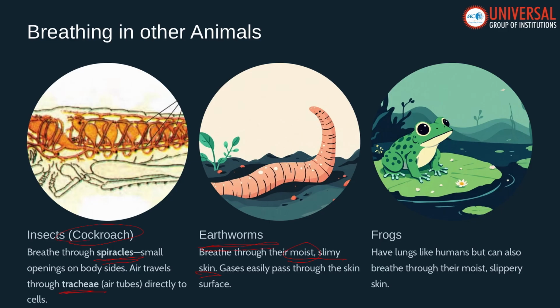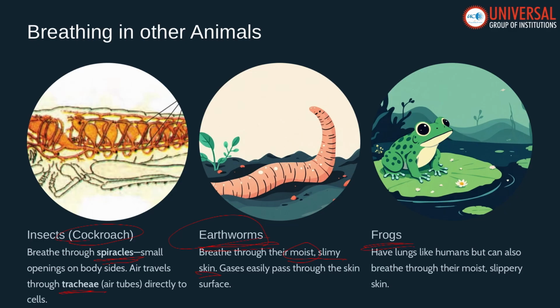So earthworms undergo a special respiration process which is known as cutaneous respiration. And next we'll move on to frogs. So frogs are amphibians. What do you mean by amphibians? Amphibians means organisms which can survive on land and also in water, both. Since a frog is a land and water animal, it has lungs like humans and can also respire through moist skin, especially when it is underwater during hibernation.